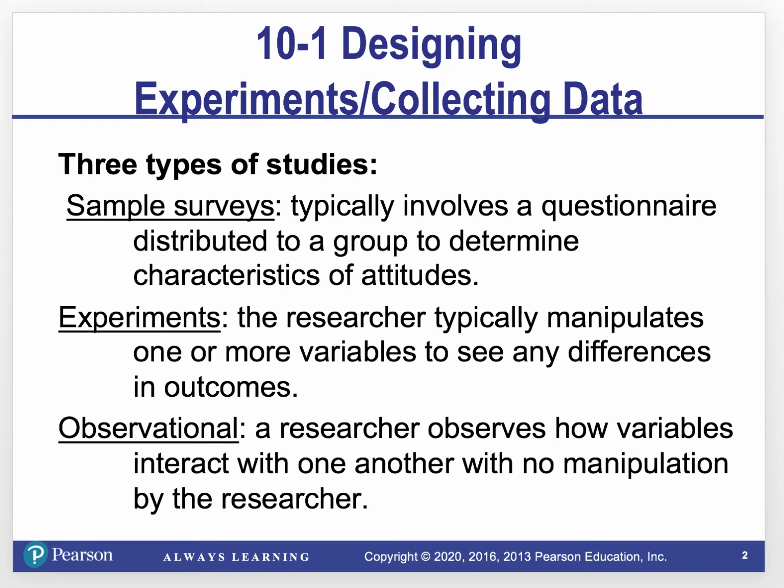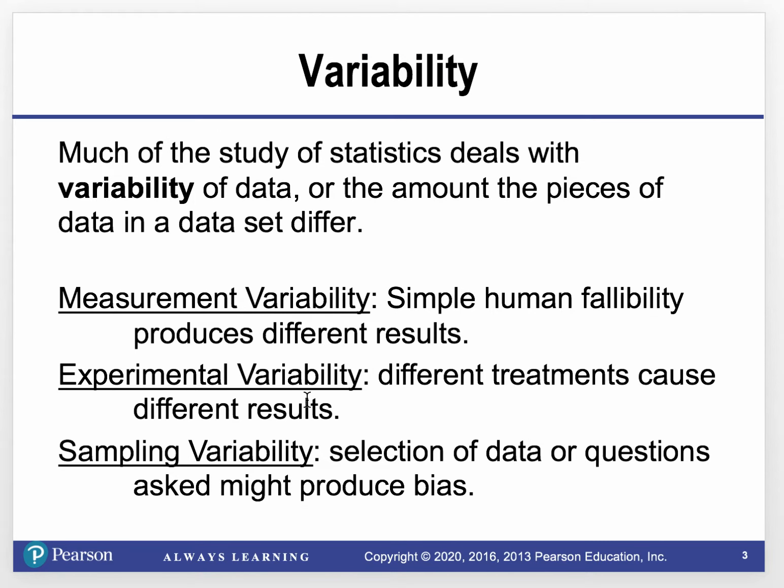It's basically like experimental, except we just do observational when it's unethical to do experiments, like observing smoking as it relates to health. We can't ethically ask someone, you smoke 2 packs a day, you smoke 2 cigarettes, you don't smoke. So this is where a researcher just observes how variables interact with one another with no manipulation by the researcher. Okay, let's see what we have next.